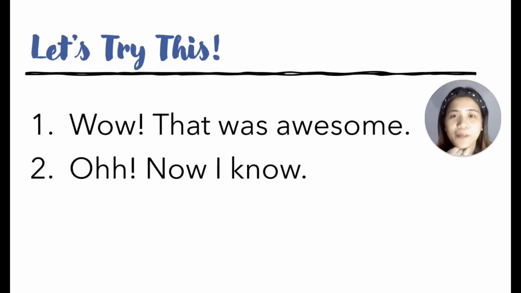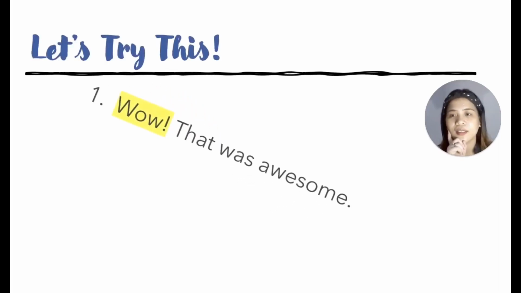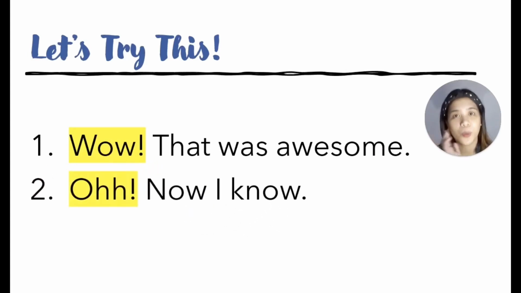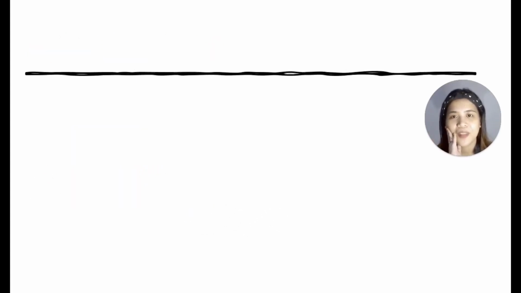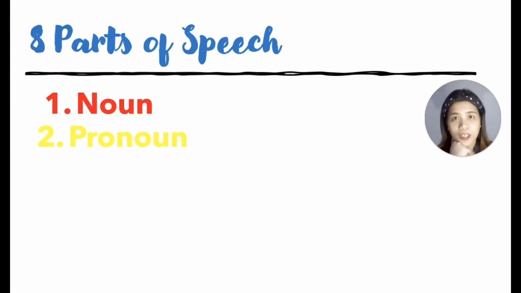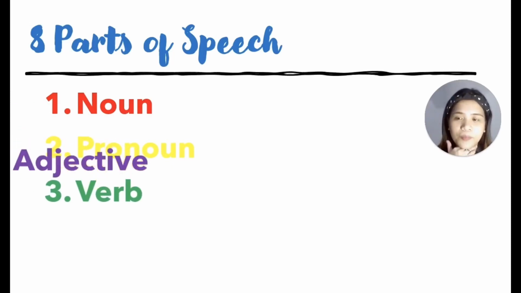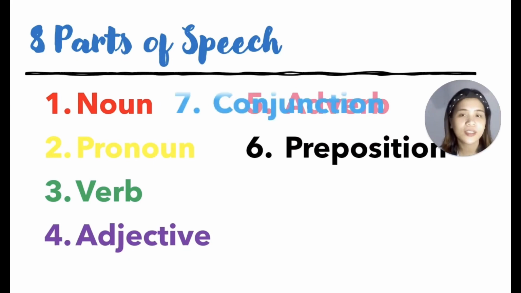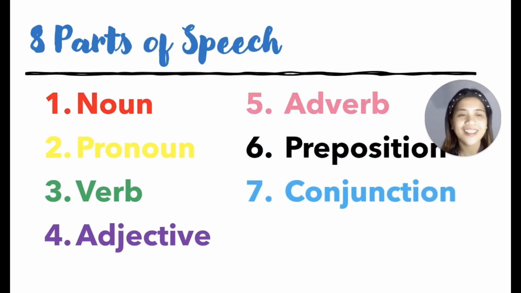So obviously, which is the interjection in each sentence? Number 1, wow, and then for number 2, oh. So there you have it. Again, let's just recap the 8 parts of speech. Number 1, we have noun, pronoun, verb, adjective, adverb, preposition, conjunction, and interjection.